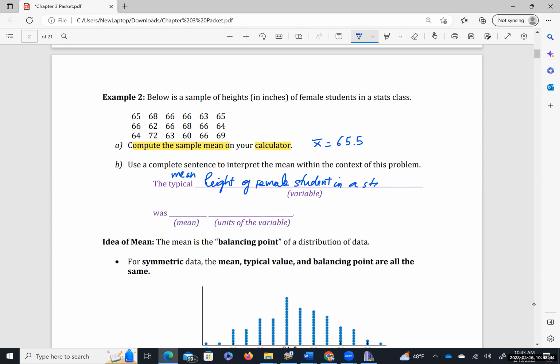In a stat class, right? Was 65.5. And what's in it? Make sure that we say in inch, right? So inch. Okay, so that's going to be it.